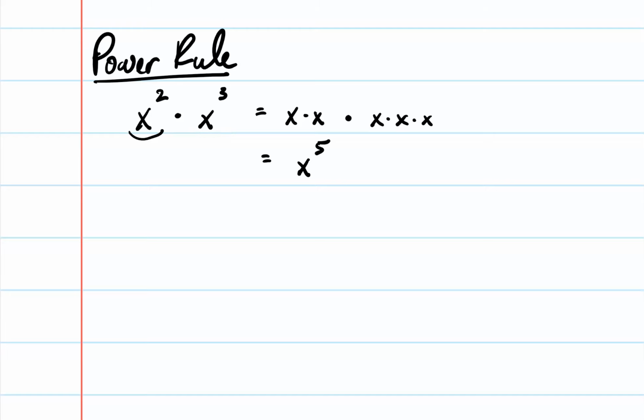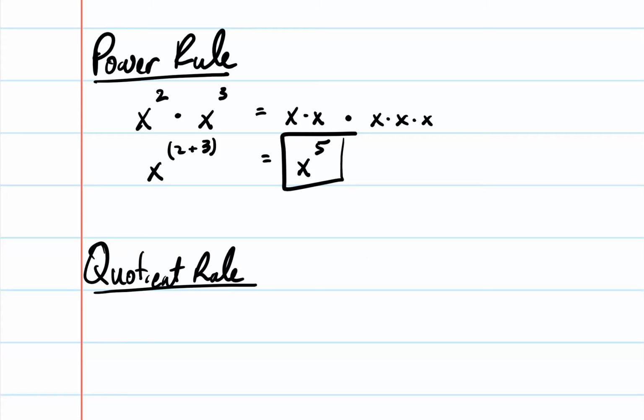So the power rule states that if we have two like bases, and those bases are multiplied together, then we can simplify the result by adding the exponents. So I'll write this as x to the power of 2 plus 3. And that's where our answer of x to the 5th came from. That's our power rule.